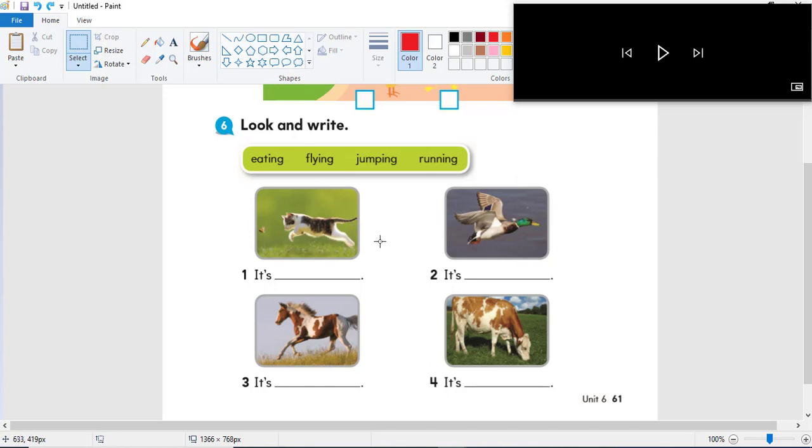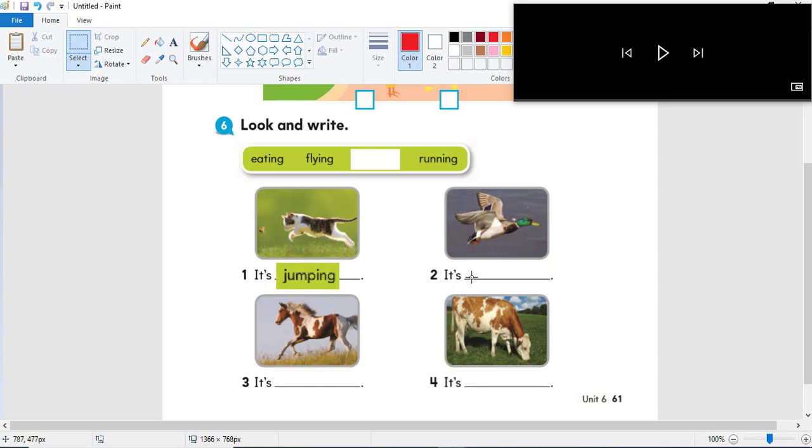Before answering, I'd like to ask you, what can you see in the picture? Yes, correct. I can see a cat. What's the cat doing? Yes. Great answer. Yes. The cat is jumping. It's jumping. So let's write down. Jumping.